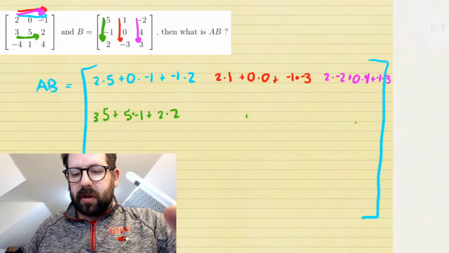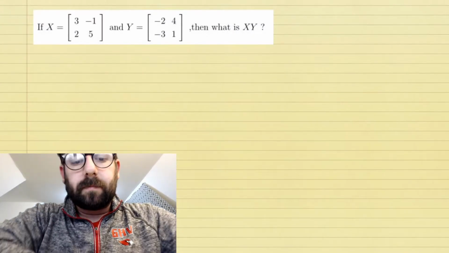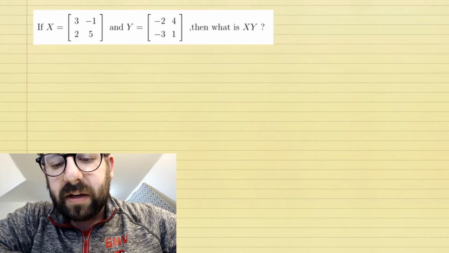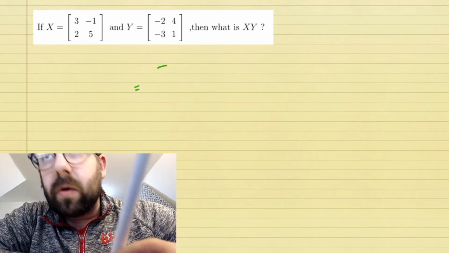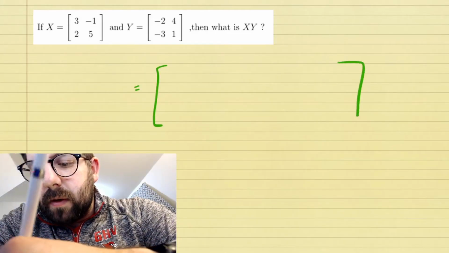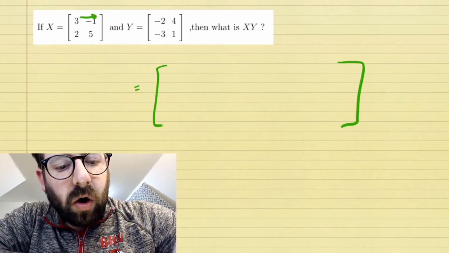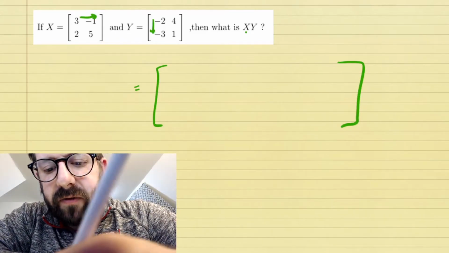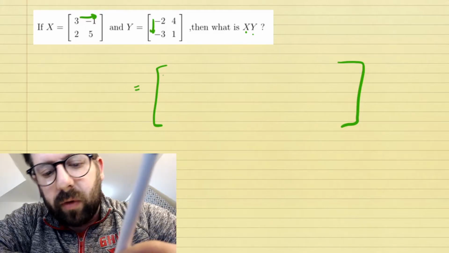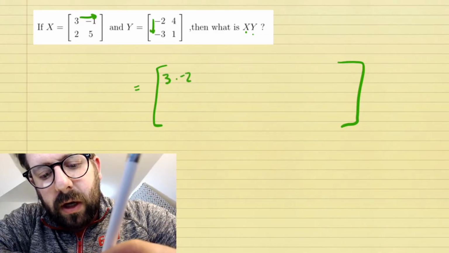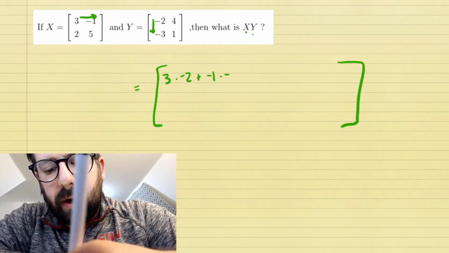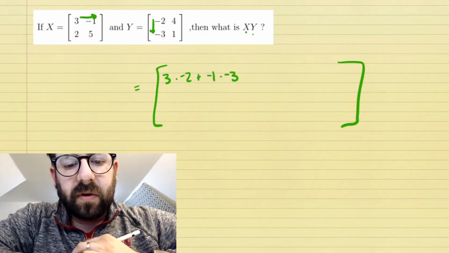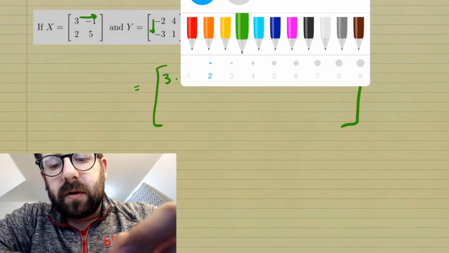All right, let's jump to the next one. I think that we spent time on that one. A 2 by 2 matrix, X times Y. Again, the X comes first. So again, when I write this down, this upper left corner is the row by column because I'm going X first, then Y. So row, column. So 3 times the -2 plus the -1 times the -3. So there's the first column. Let's switch up color.